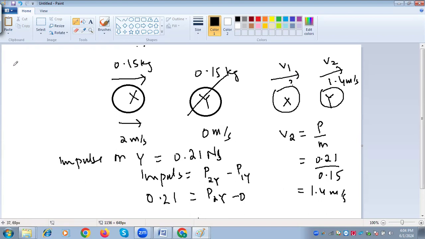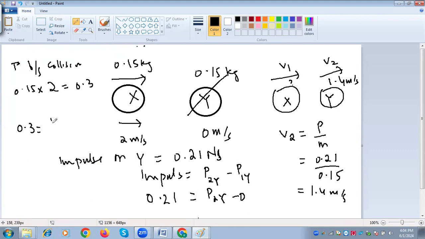The total momentum before collision is 0.15 into 2, which is 0.3. Okay, so we can now do it. Total momentum before collision is equal to total momentum after collision.